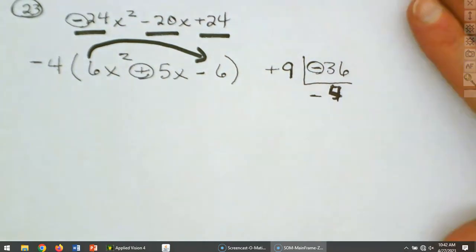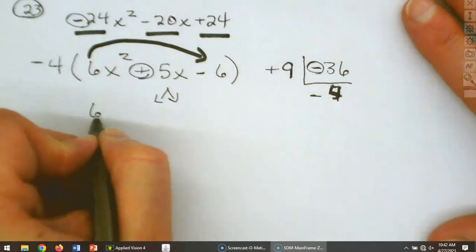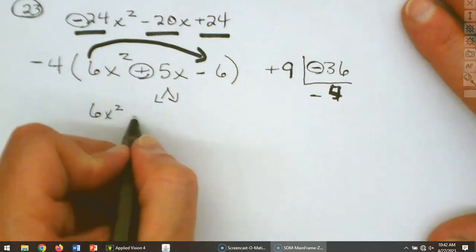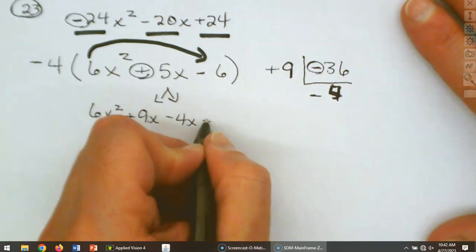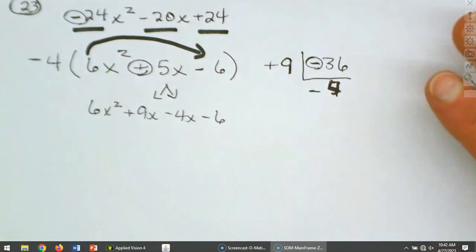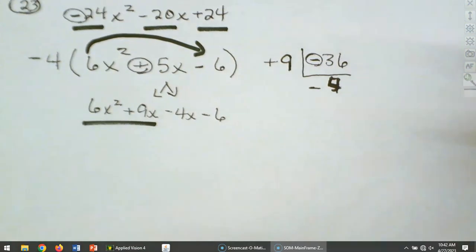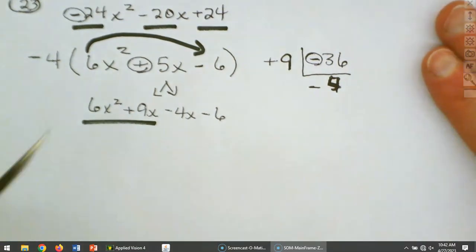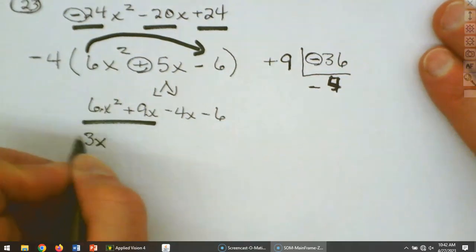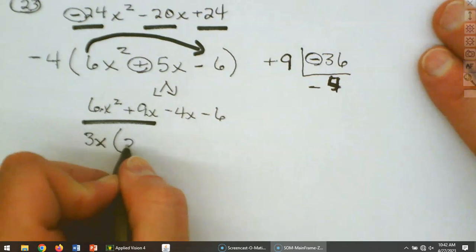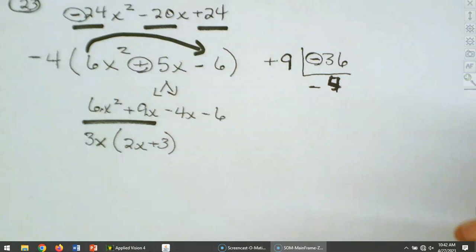Can I jump to my factors? No, I have to factor this now down by grouping. So that's going to leave you with a 6x squared, a positive 9x, a minus 4x, and a minus 6. Factor. What can come out of the first 2? These have a 3 in common, so a 3x comes out. What's left over? 2x plus 3. Remember how we did these?